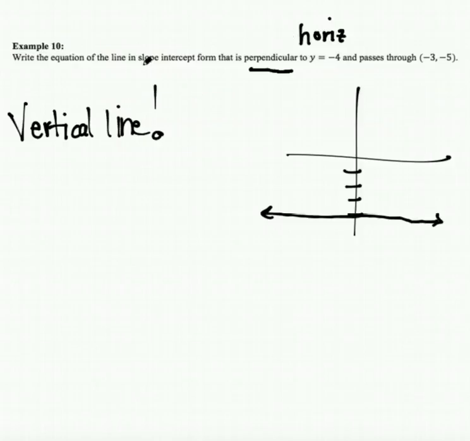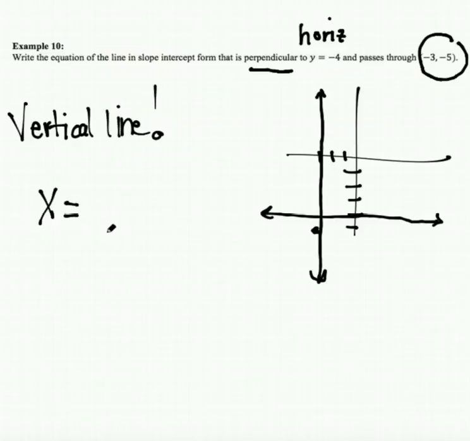So to find the solution to this problem, I want a vertical line that's passing through the point (-3, -5). So remember, a vertical line through the point (-3, -5): -3, 1, 2, 3, 4, -5. So we want to cross through this point right here. A vertical line is going to cut straight through the x-axis. So I know the equation of a vertical line is always x equals whatever x value we're cutting through. So the answer to this problem is x equals -3.